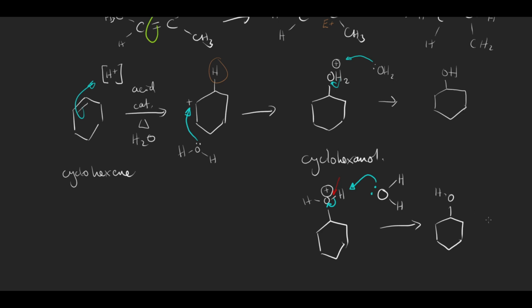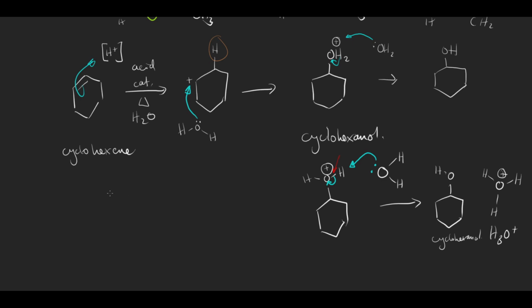OH neutral, because the electrons from the bond to the hydrogen have gone onto the oxygen to make it now neutral. And I've now got this H3O plus, and I've got cyclohexanol. So those are the 2 ways of generating alcohols that you need to know about. So let me just summarize this. So making alcohols.